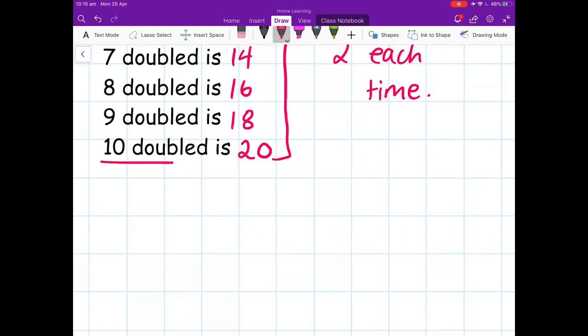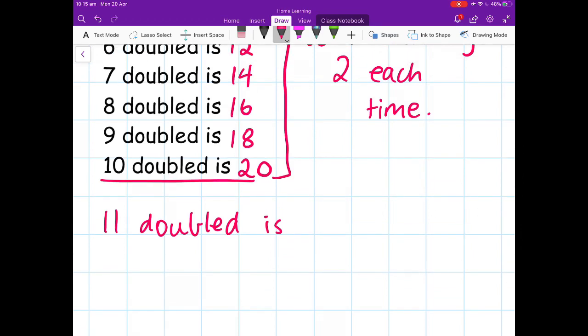If we can see 10 doubled is 20, what do you think 11 doubled is? Thinking about the pattern, adding 2 each time. If you said 22, you are 100% correct. Give yourself a tick. Well done.